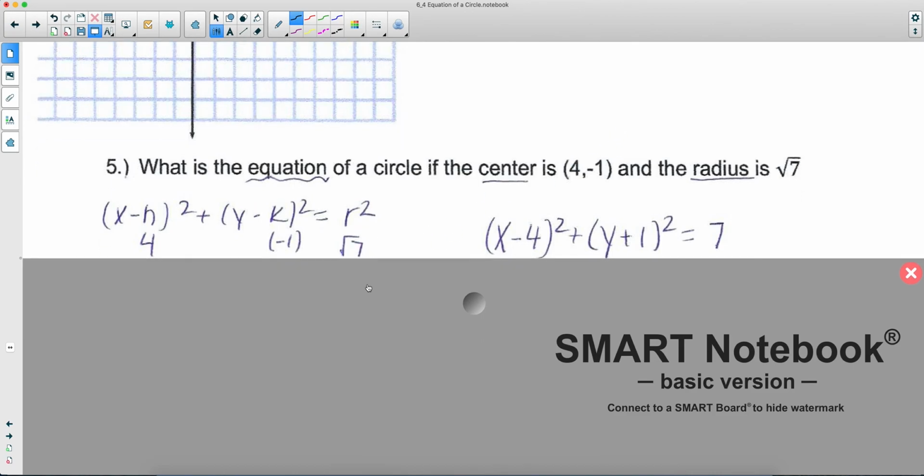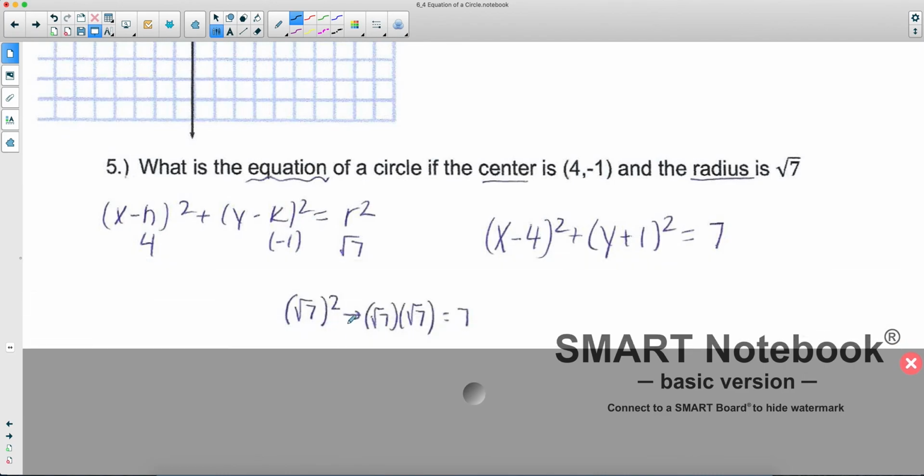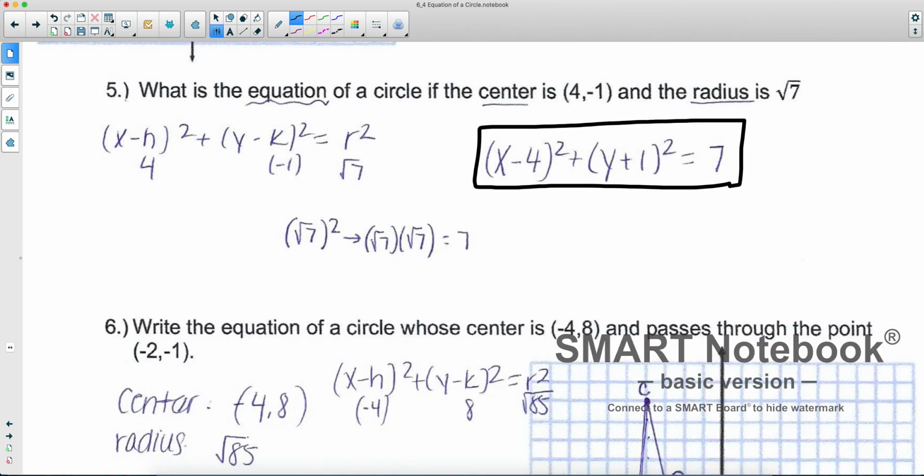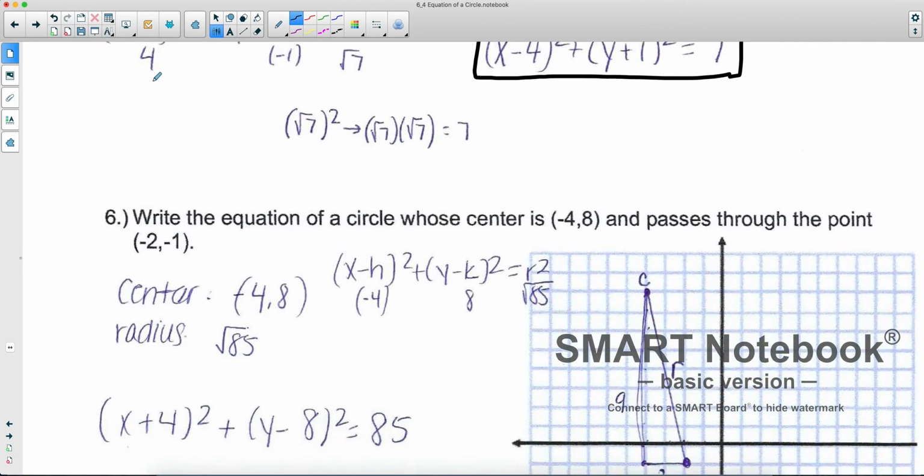And then it's the square root of 7 squared. So the square root of 7 squared is the square root of 7 times the square root of 7, which is the square root of 49. And the square root of 49 is just 7. So here is your final equation: (x minus 4) squared plus (y plus 1) squared equals 7. Okay. Again, this is really just practice, right? You have a formula, you're substituting in information, and you're just practicing from there.